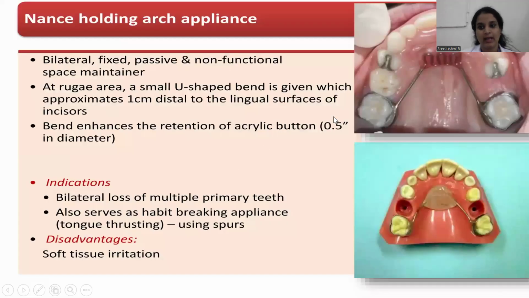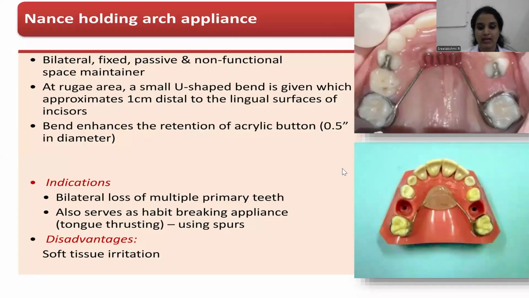Next is the Nance holding arch, that is the Nance palatal arch. It is given only on the upper, that is the maxillary arch. It is a bilateral, fixed, passive, non-functional space maintainer. Mainly there will be an acrylic button resting on the rugae area. There is a small U-shaped pin, given approximately 1 centimeter distal to the lingual surface of the incisors. The pin enhances the retention of the acrylic button.